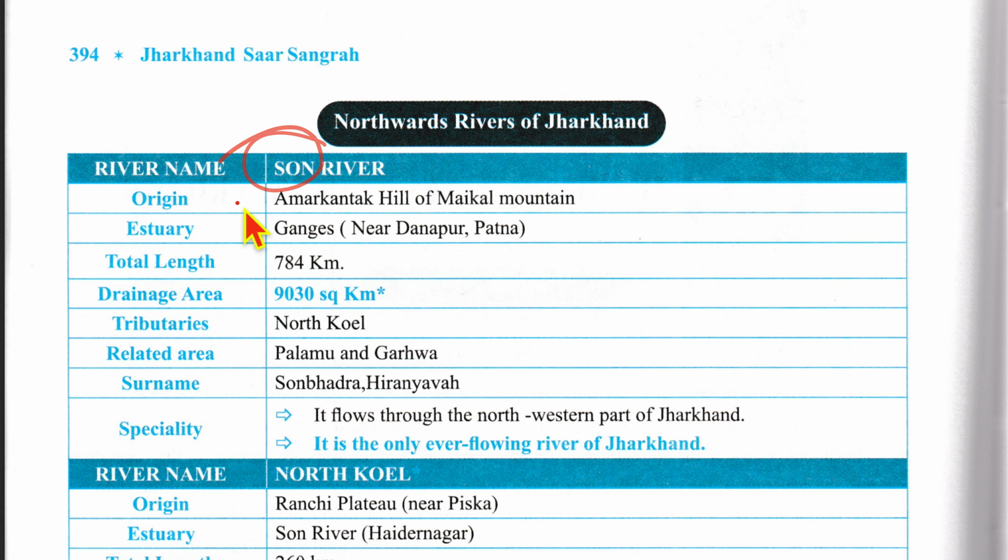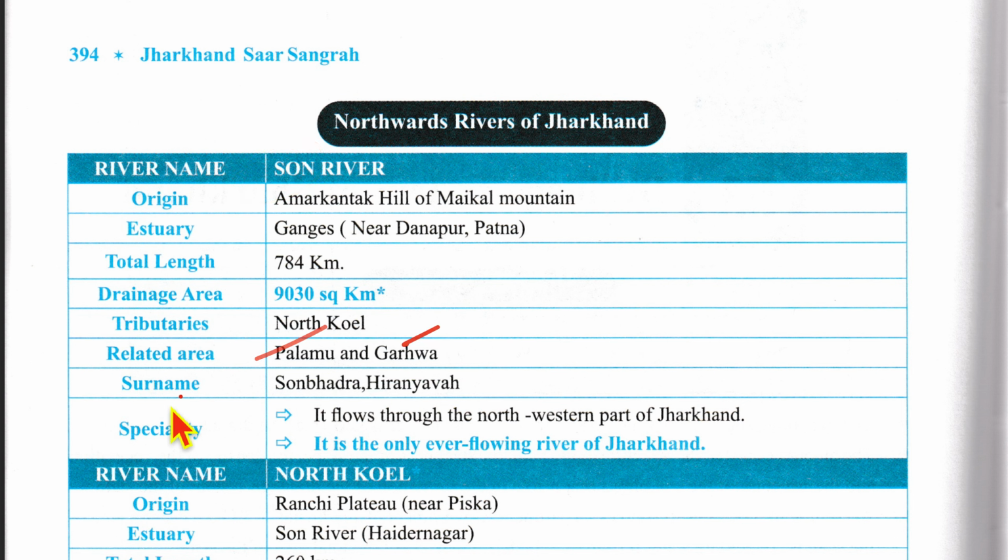We have the Son river. Origin is in the Amarkantak hills of Maikal mountains. It is a tributary of the Ganga river, which it meets near Danapur in Patna. Total length is 784 kilometers. Drainage area is 930 square kilometers. Its tributary is North Koel.